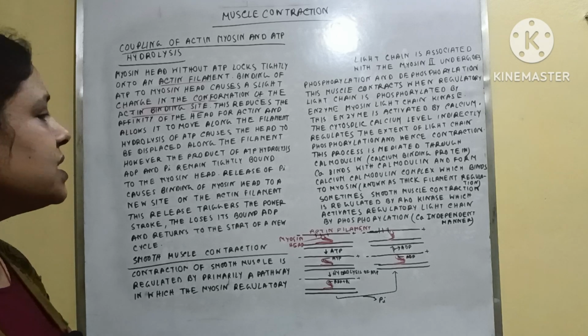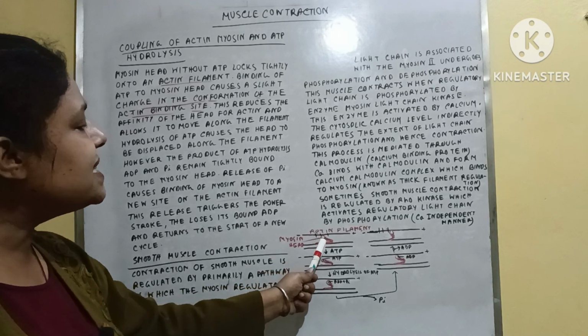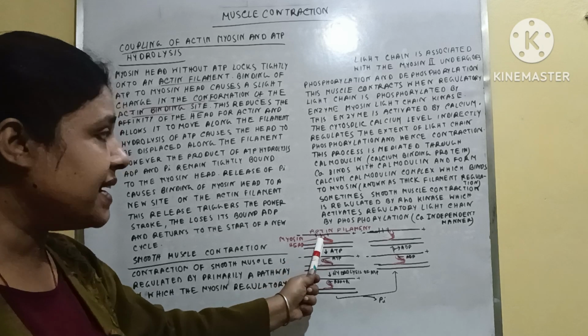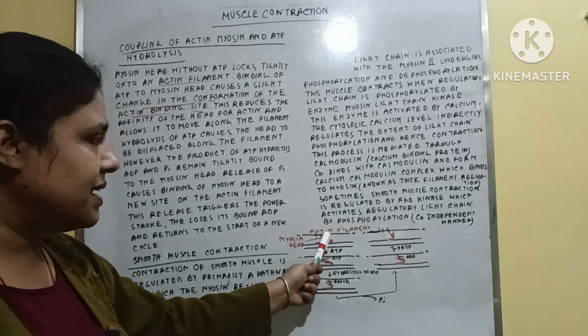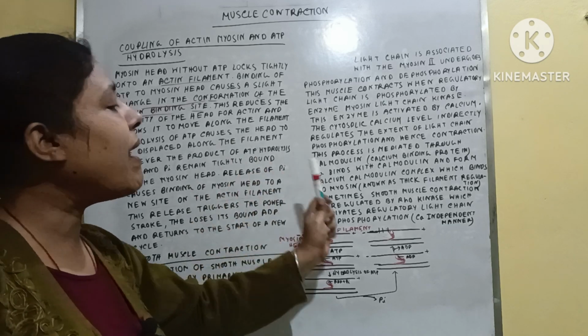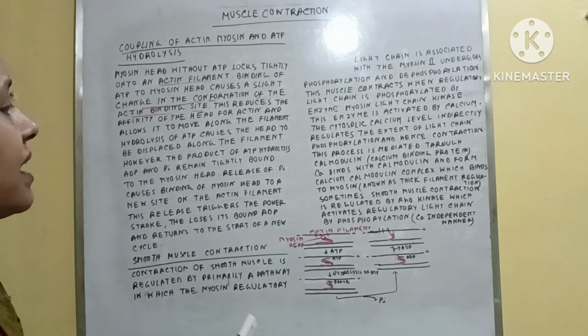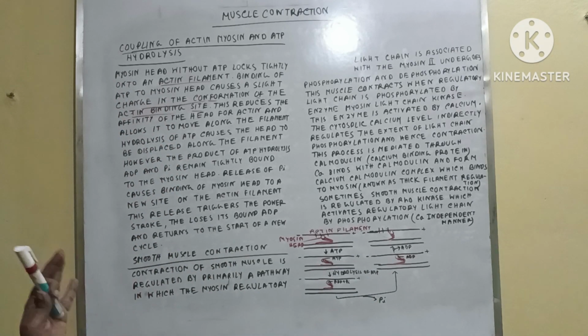How is the power stroke formed? By releasing the myosin head from the binding site of the actin filament, and again binding to another position of the actin filament, and here a power stroke is just formed.